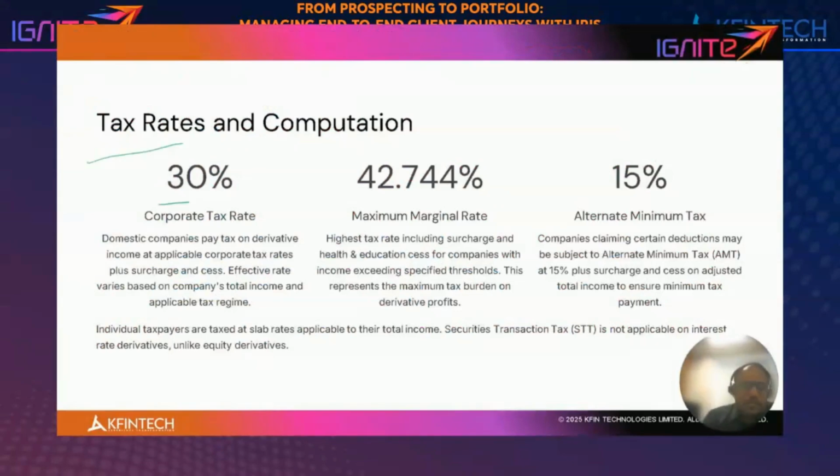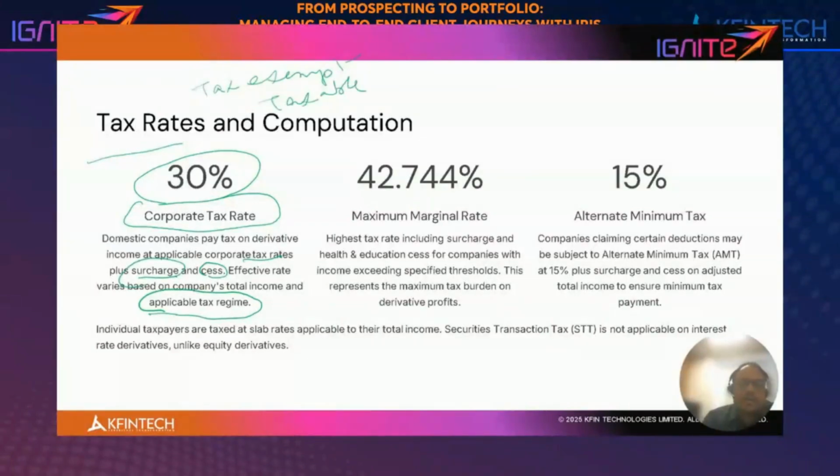Tax rate, 30% corporate tax rate. Domestic companies pay tax on derivative income at the applicable corporate tax rate plus surcharge and cess, which is very common in all tax payments. The effective rate is based on the company's total income and the applicable tax regime. Now it also depends on whether the company is tax exempt or taxable. If it's a tax exempt company, they might not pay taxes. If it's a taxable company, whatever is their applicable rate, they will be paying it. Why? Because this again comes under business income.